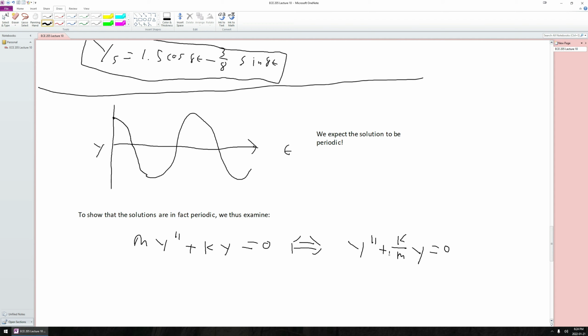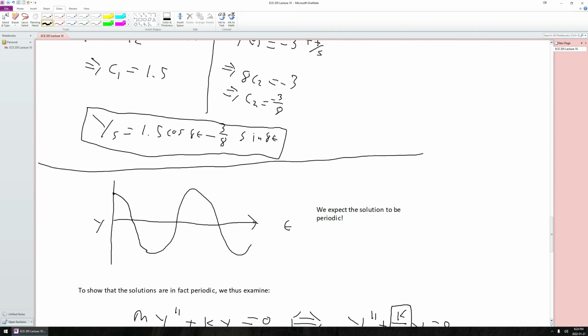Okay, so we noticed before this thing was positive, and in general, this thing will need to be positive if I want this to be a restoring force. So I can call this thing omega naught squared. Okay, so why rename it?